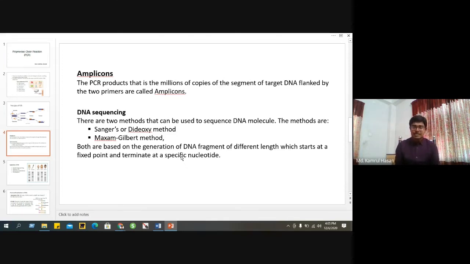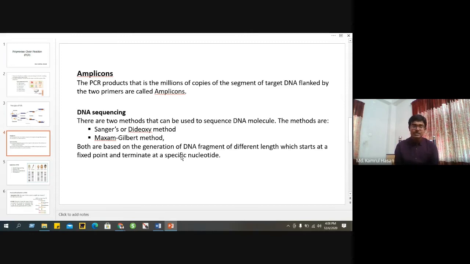Next, DNA sequencing. DNA sequencing is a method that can be used to sequence a DNA molecule. DNA sequencing is very important for agarose gel electrophoresis. Agarose gel electrophoresis is a technique where we can get different bands depending upon the different DNA sizes after completing the agarose gel electrophoresis. For DNA sequencing, we can use two methods.